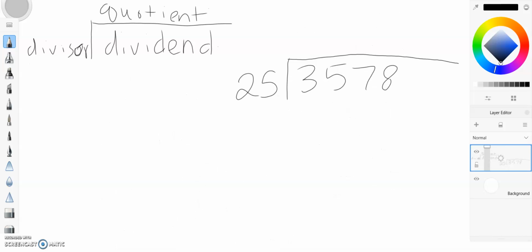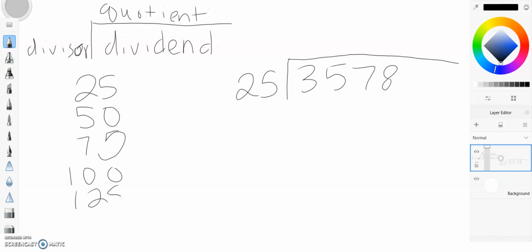Let's try another one. So for this last one we're going over together, we have a dividend that is 3,578. We have a divisor that is 25, and we still have to find our quotient. So I'm going to go ahead and start making my cheat sheet with the 25s. You can think of 25s as quarters, so 1 quarter is 25, 2 quarters is 50 cents, 3 quarters is 75, 4 quarters makes $1, and then you just start over again.